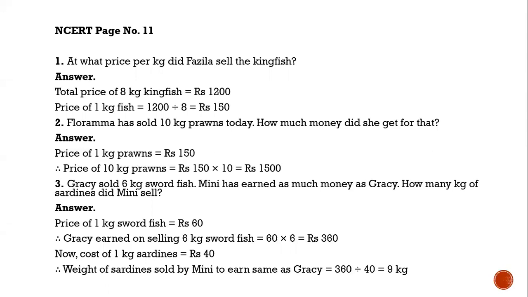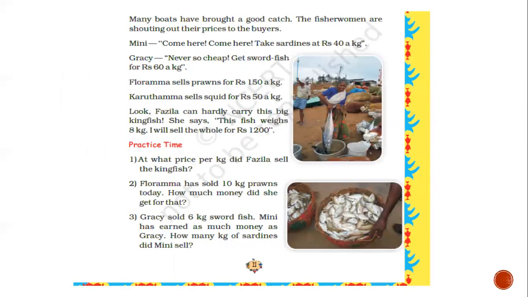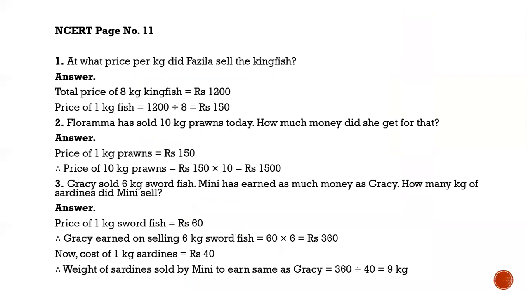Second part, going back again. Florima has sold 10 kg prawns today. How much money did she get for that? If 1 kg prawns we know is rupees 150, so 10 kg prawns would be 10 times 150, which is rupees 1500.